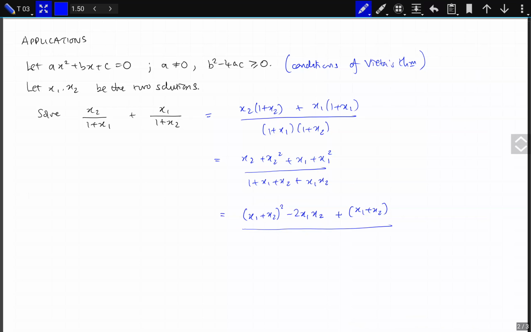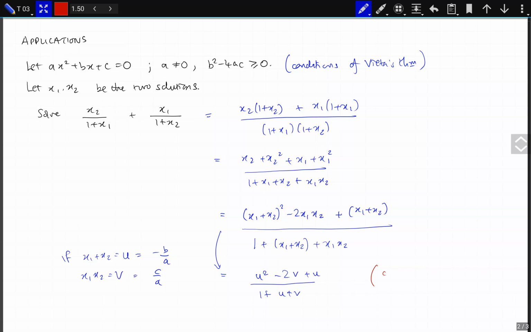And on the bottom, let's again collate into familiar terms. And what we get are, I should have perhaps said, if x1 plus x2 is equal to u and x1 x2 is equal to v, I should clarify what I really want to do, which is equal to minus b over a and c over a from Vieta's theorem. Then this thing is equal to u squared minus 2v plus u over 1 plus u plus v. So there's a question: check for 2x squared minus 3x minus 9 equals 0.